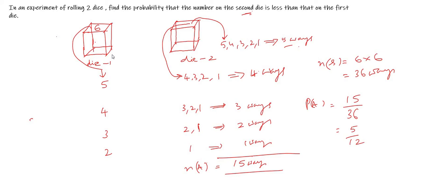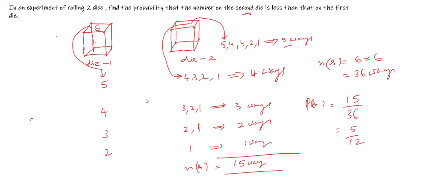Similarly, when I throw again, suppose it turns up 5, then on the top face of the second die it should be 4, 3, 2, 1, which is 4 ways. Suppose it turns up 4 here, it should be 3, 2 or 1. So 3 ways. If it turns up 3 here, it should be 2, 1. If 2 turns up here, it should be 1.